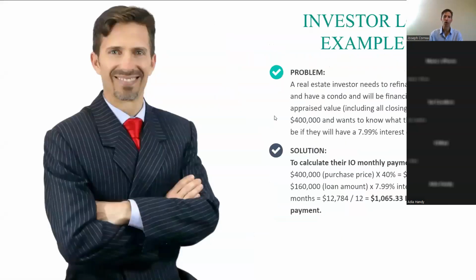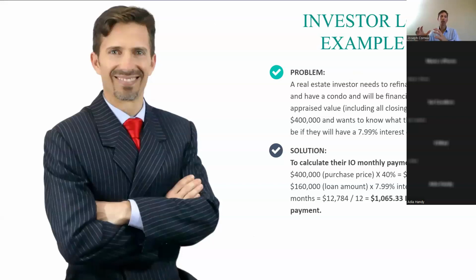So in this problem, example number 2, we have a real estate investor that needs to refinance their mortgage, and they have a condo that they'll actually be refinancing at 40% of the appraised value, including the closing costs, obviously. So what does this mean? Let's say they have a condo that's worth $400,000. They're going to be refinancing 40% of that. So if we take $400,000 times 40%, we get $160,000. So that's how much they're going to be financing.